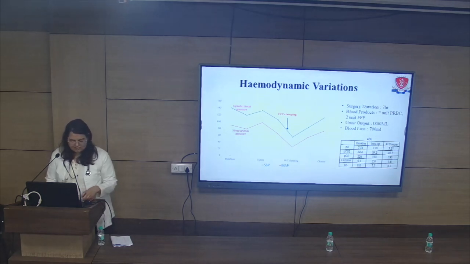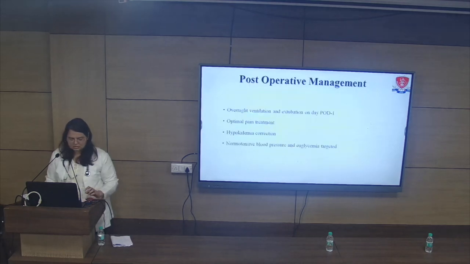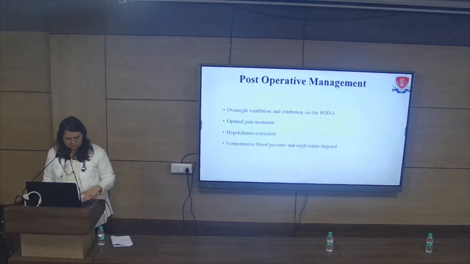Our intra-op ABG showed worsening of lactates and metabolic acidosis during surgical period secondary to the long duration of surgery, blood loss and sympathetic stress. ABG based corrections were done before the surgery was completed. Patient was kept on overnight ventilation, extubated on post-op day 1. Pain management was done with epidural top-up and IV analgesics. Hypokalemia was corrected. Normotensive blood pressure and euglycemia was targeted.